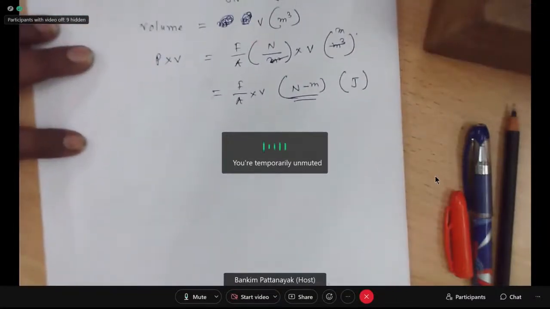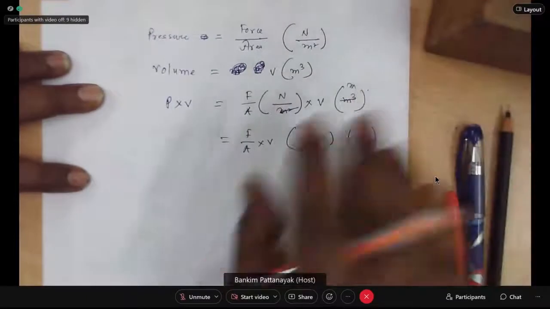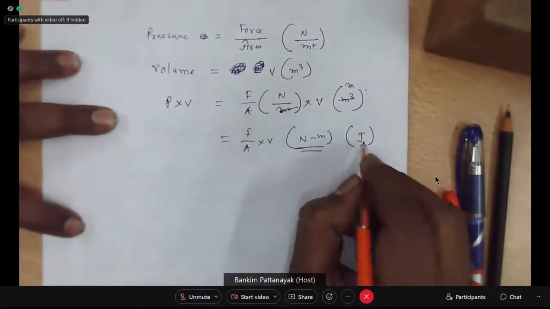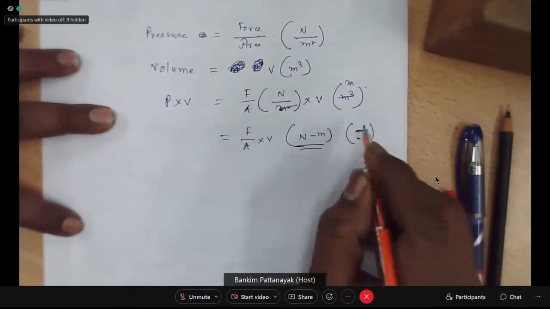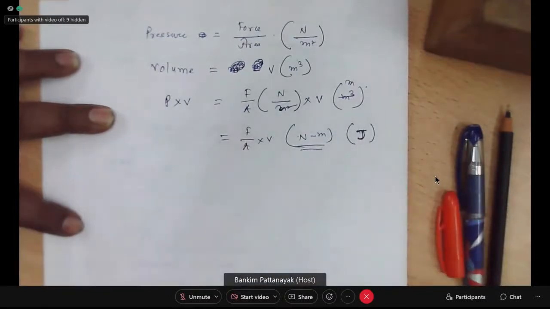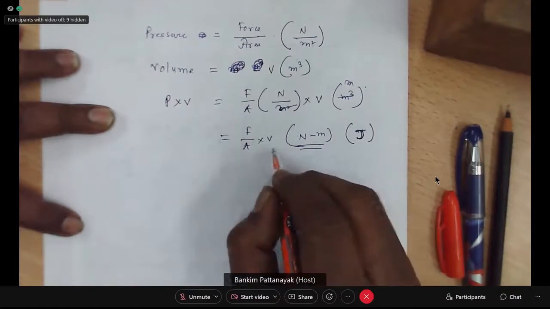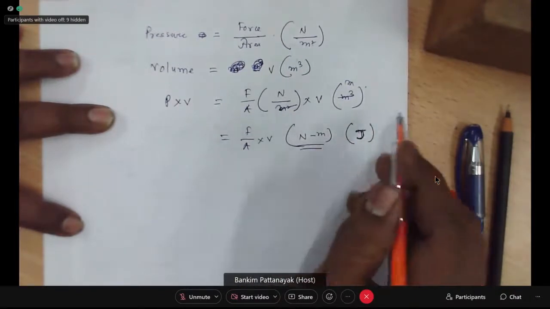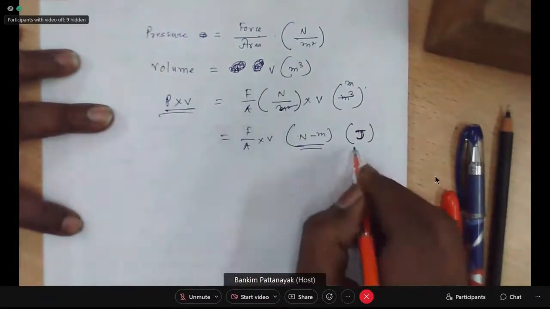Okay, so 1 Newton meter is basically 1 joule. Joule and Newton are all names, but if you come down to the fundamentals, you can take it as kg meter per second square. So pressure into volume is also joule.